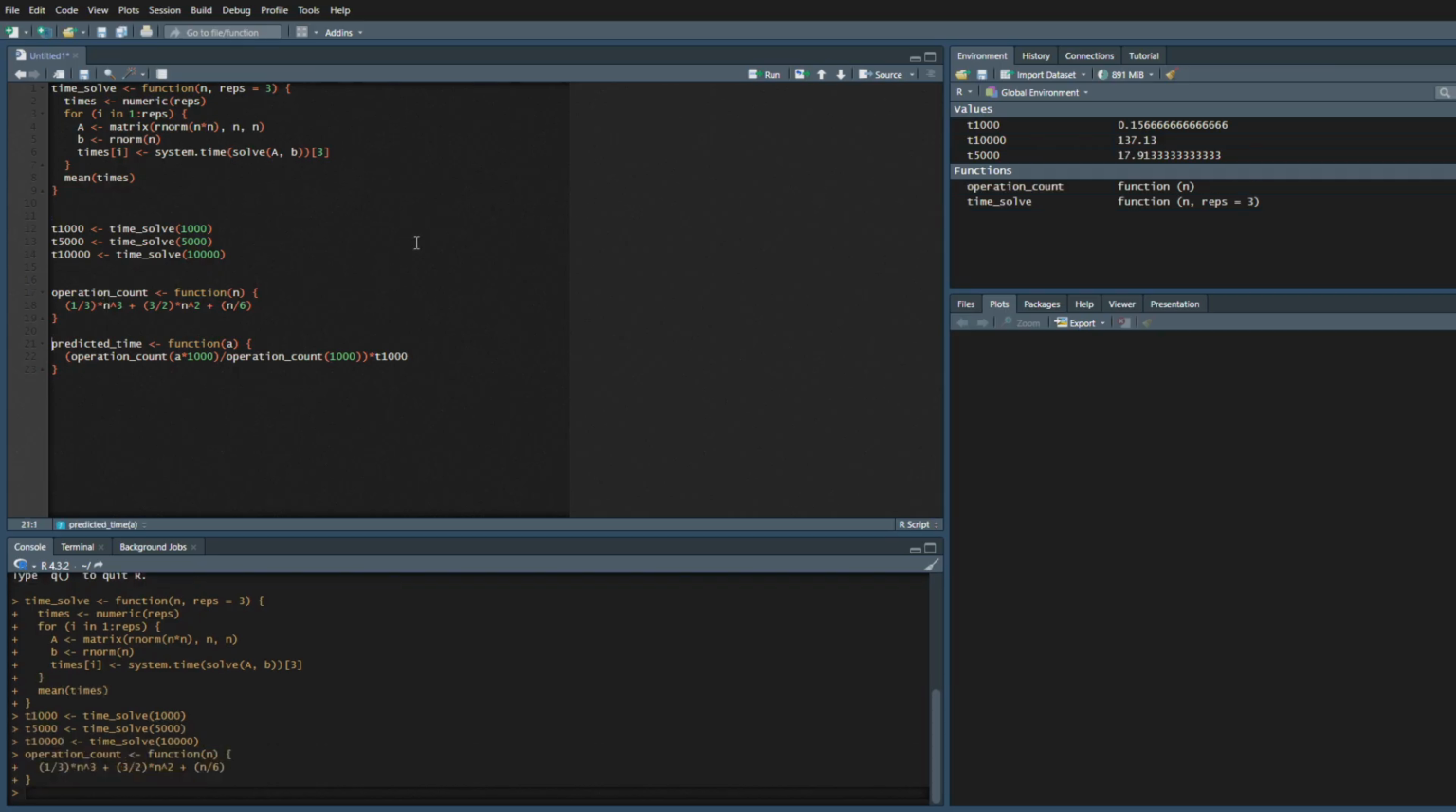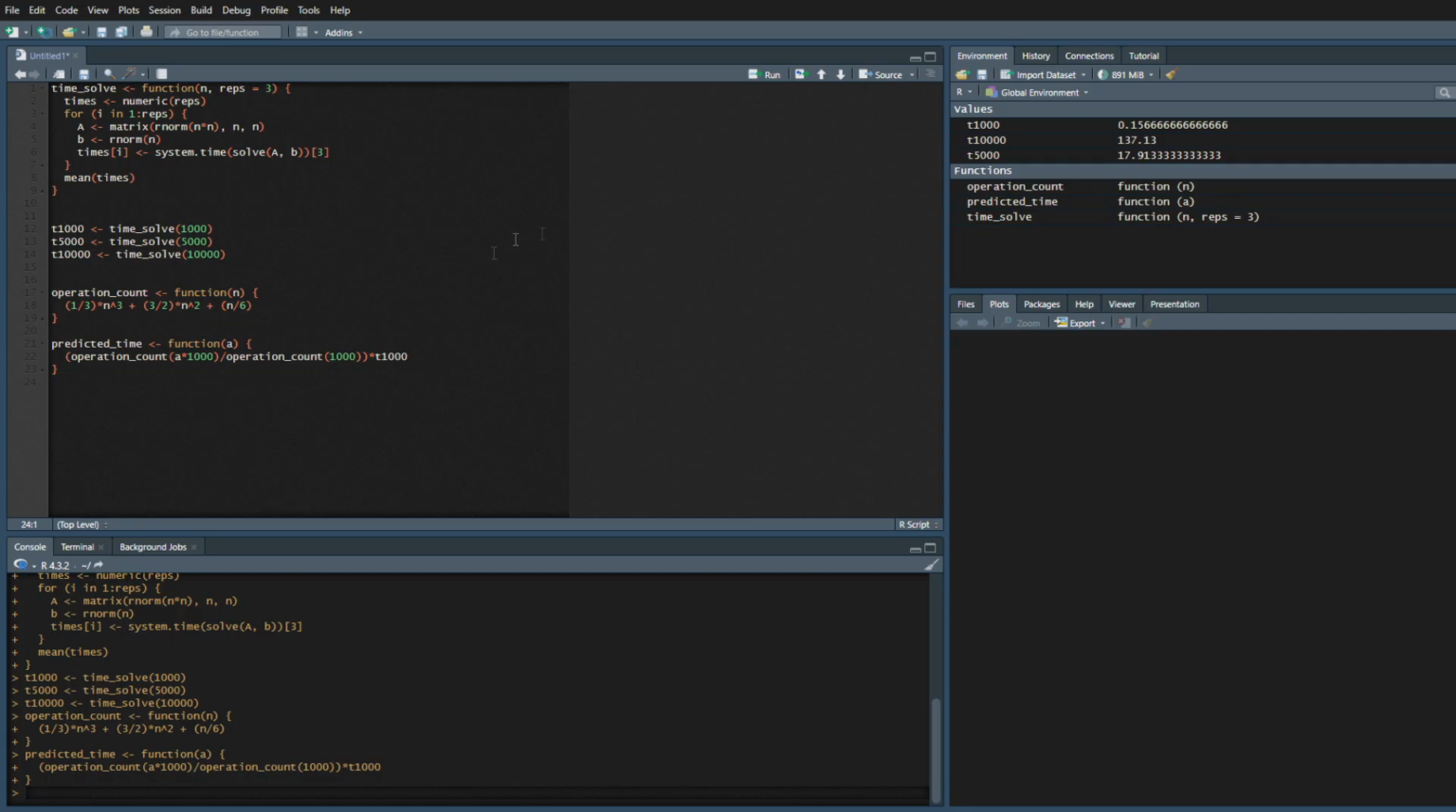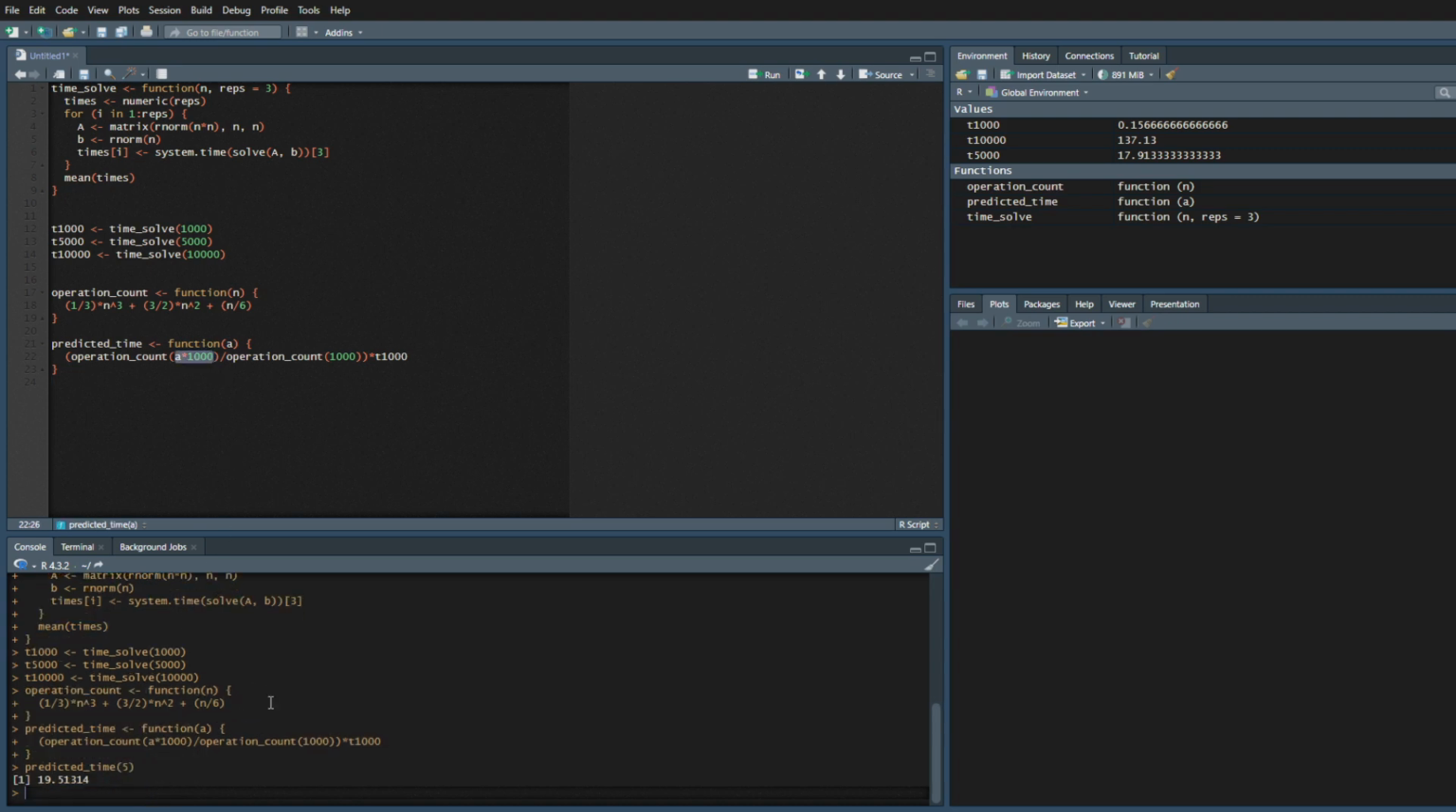And now we can store these functions and we can show that we can use this operation count to try to predict these values. And so let's try to predict, I'm doing this at the bottom here, the amount of time it will take to solve a 5,000 by 5,000 system of equations. Here I'm going to pass in 5 because that's the value that I'm multiplying 1,000 by here. And this is what I'm going to get. I'm going to get 19 seconds. So the actual time it took was 17.9 seconds.